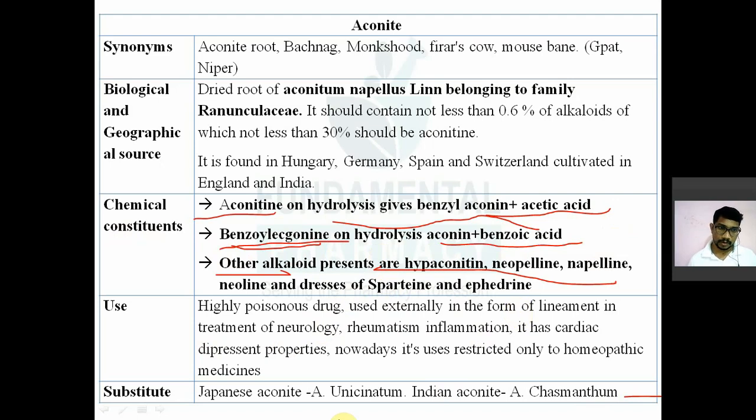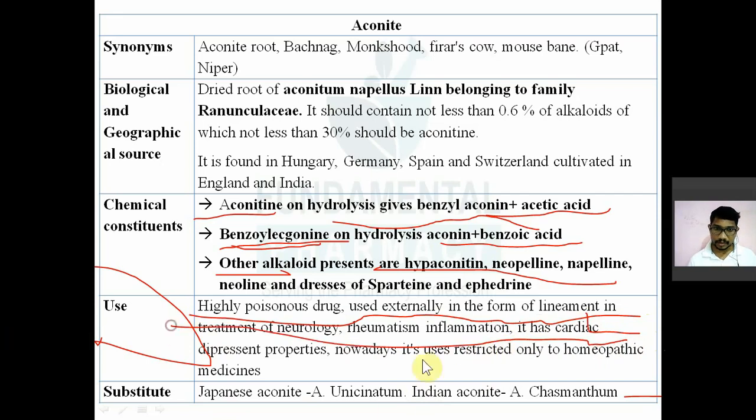What are the uses of this aconite? Actually, this is again not used in therapeutics because it is highly poisonous. It is used externally in the form of liniments for the treatment of nerve pain, neuralgia. It is also used in the treatment of rheumatoid arthritis externally. It has a cardiac depressant effect, so that's why it is not used internally. Nowadays, its use is restricted to homeopathy only. होम्योपैथिक मेडिसिन जो है उसमें ही उसको यूज करते हैं, अदरवाइज उसको यूज नहीं करते.